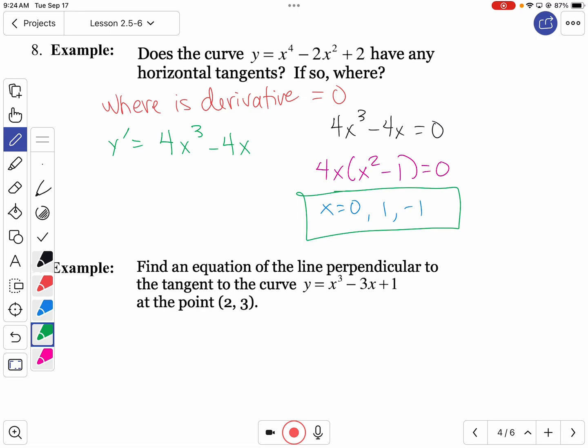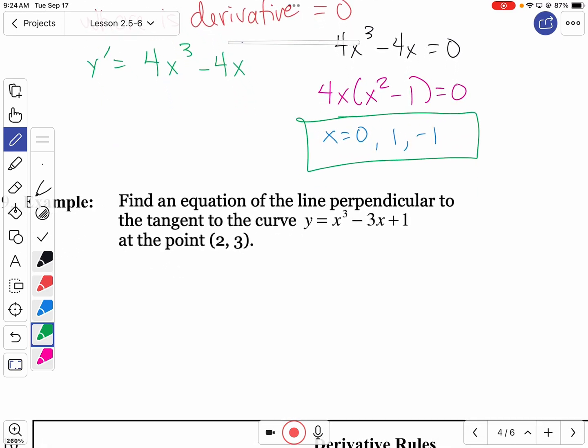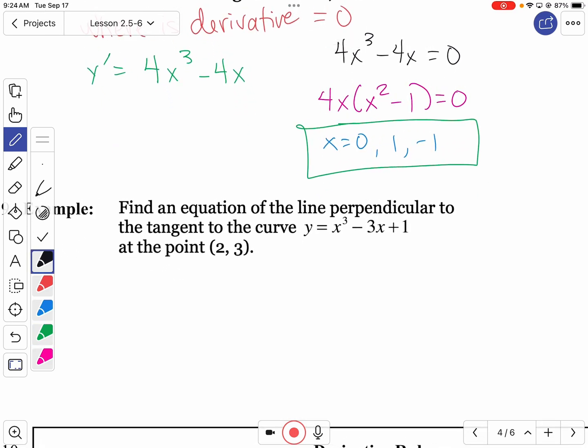Okay, so let's talk about what they're asking me for. If I want an equation of a line perpendicular to the tangent, what am I really looking for? The normal line. So let's start by getting the slope of the tangent. The slope of the tangent is the same thing as the derivative, which would give me 3x squared minus 3. What's the x value we want to evaluate that at?